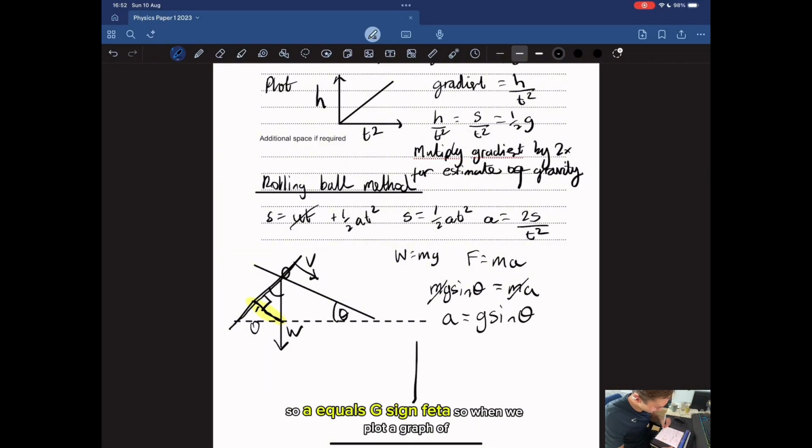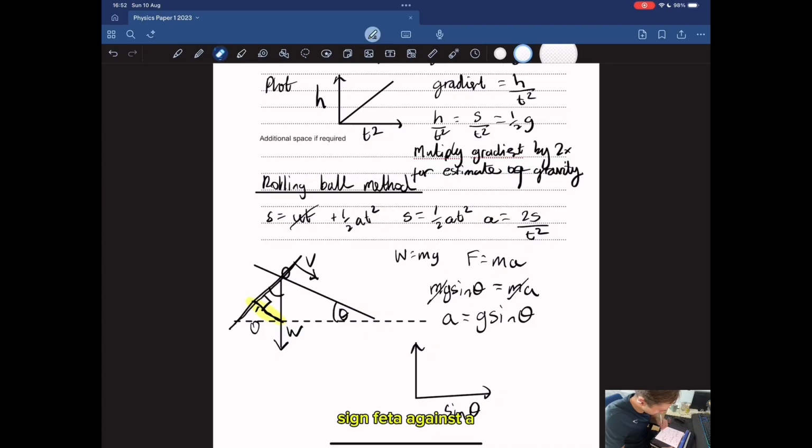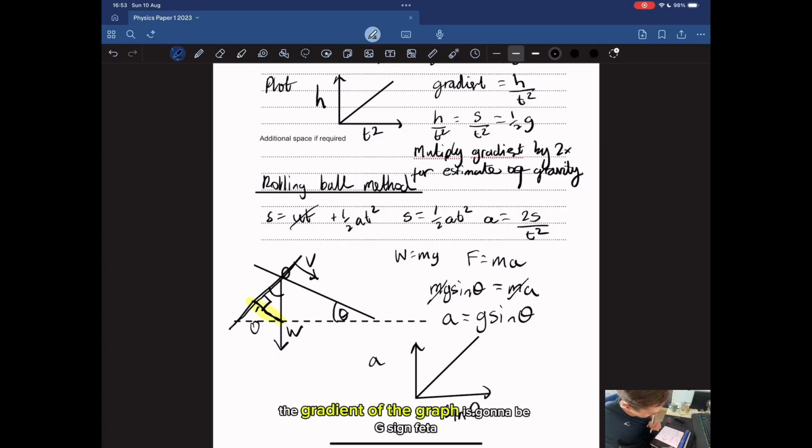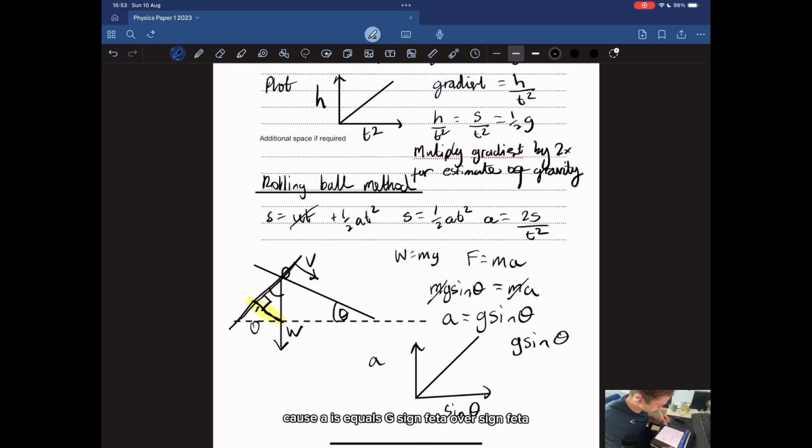So when we plot a graph of sine theta against a, the gradient of the graph is going to be g, because a is equal to g sine theta over sine theta. So the gradient is going to be an estimate of g.